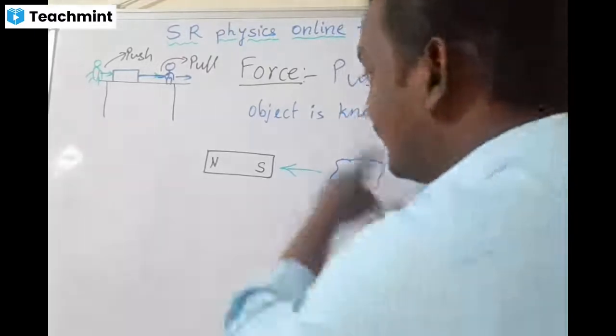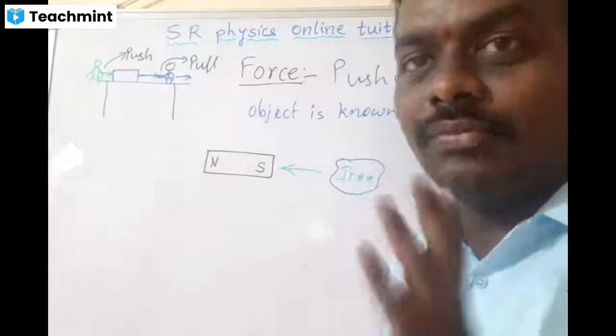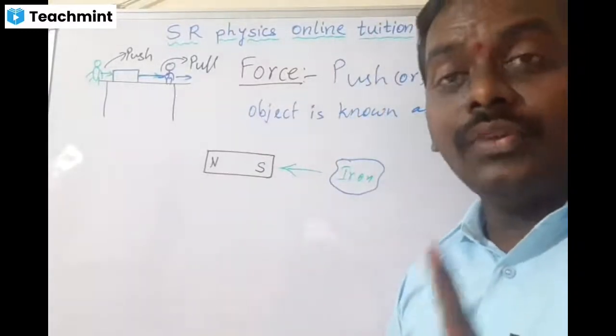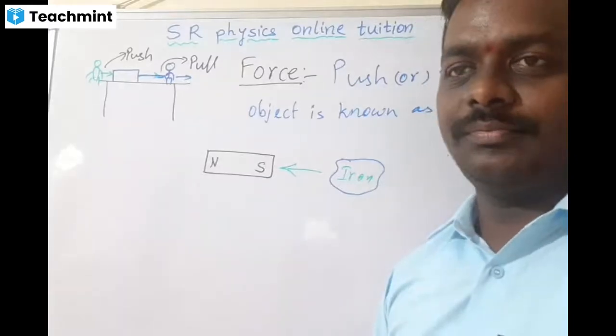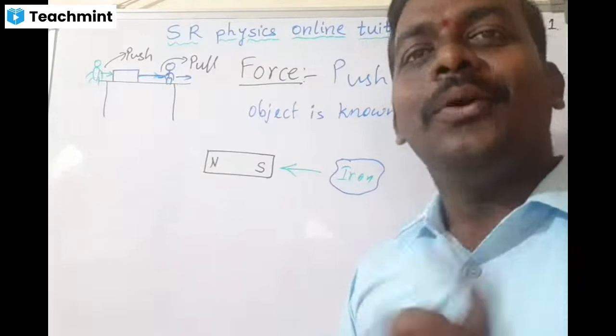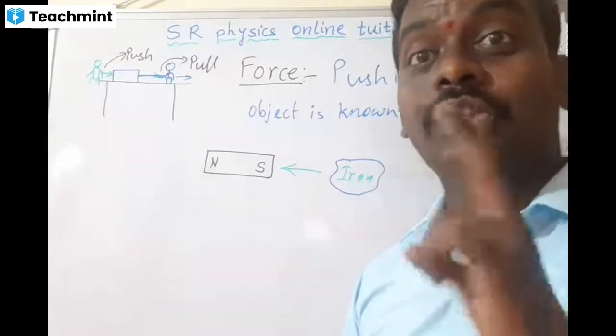See here, what is trying to make it pull towards itself? There should be some force existing, right? If you want to change any body's position, definitely we need to apply some force. If you want to shift any body from one place to another place, we have to apply some force. So for that purpose, definitely we need to speak about pushing or pulling.